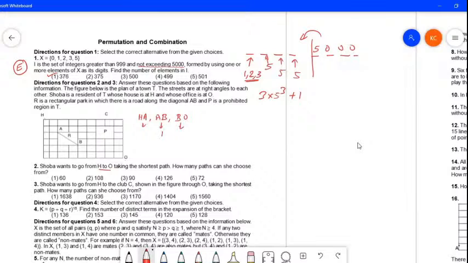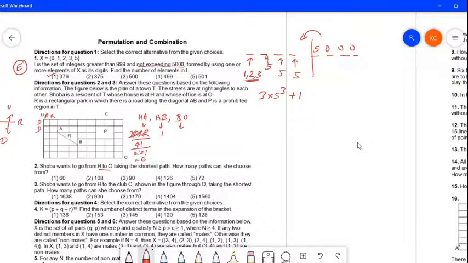So for H to A, Shobha has to travel 2 times on right. Take 2 rights, and if we call the other direction up and down, then here we have to go down 2 times. So the arrangement of DDRR is 4 factorial by 2 factorial into 2 factorial, which is equal to 6. So to go from H to A we have 6 ways. 2 times right, 2 times D, and their order can be anything. Accordingly, we'll have 6 such paths.